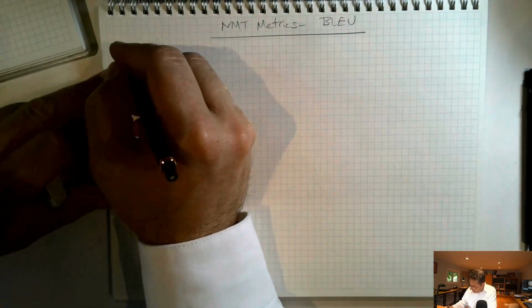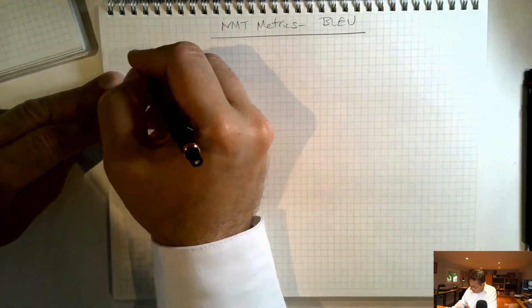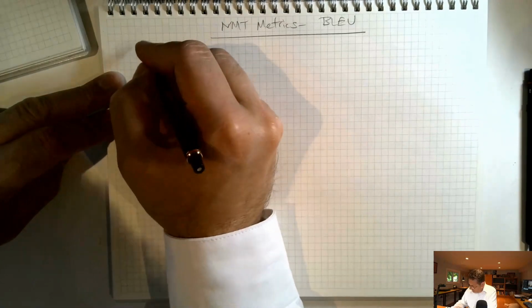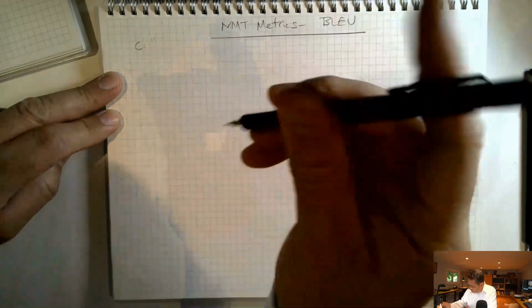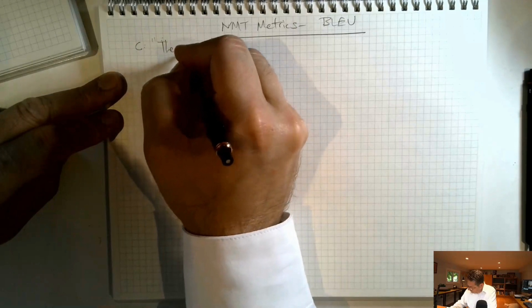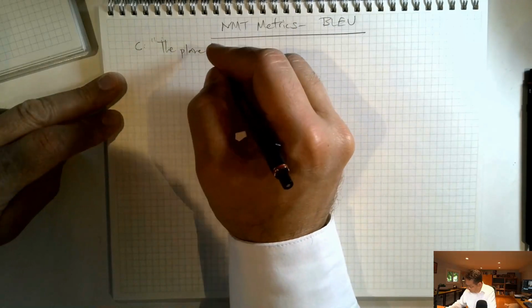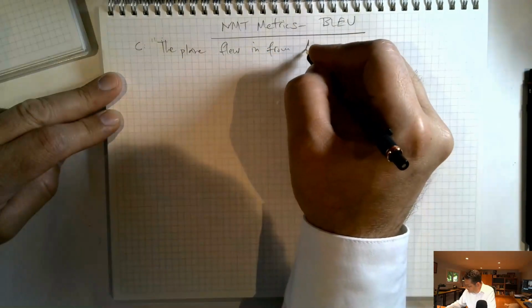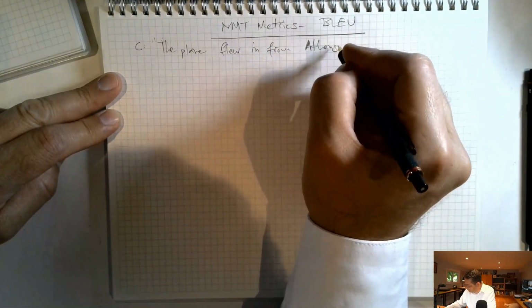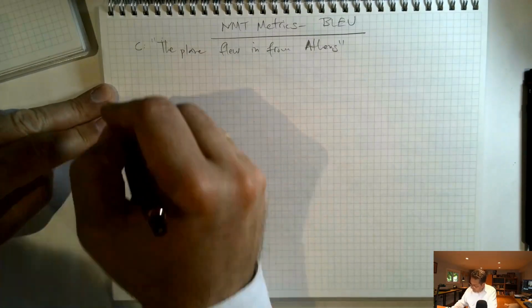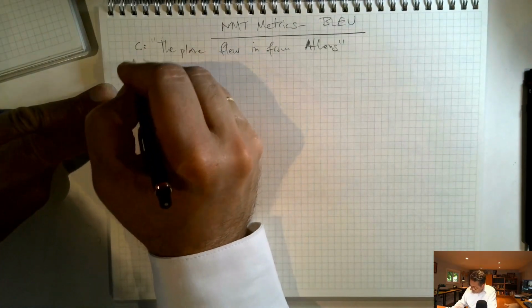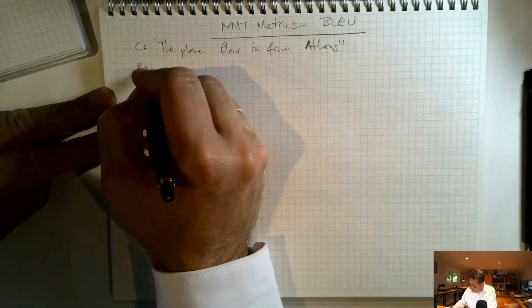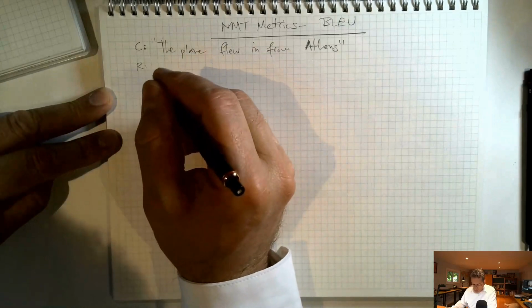Let's assume that we have the candidate sentence: the plane flew in from, let's say, Athens. So this is the translation. And we have 2 human experts that received the source sentence, and they offered their 2 reference sentences.